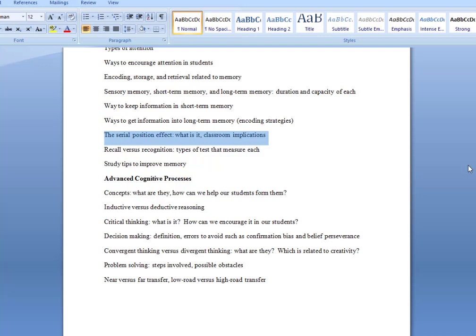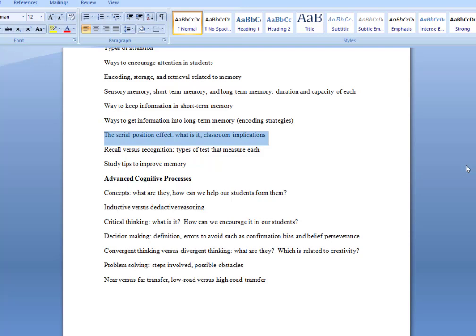So if I called out a list of words, people usually can remember the first words and the last words. They might also remember words that are distinctive. If I sneak a word into the middle that is vastly different from the other words in the list, then they might remember that particular word just because it was distinctive.